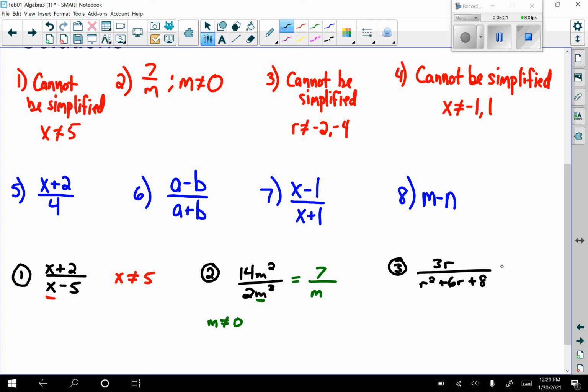So now number 3, we have 3r over r squared plus 6r plus 8. So our denominator can be factored. We'll leave this as a 3r. This can factor into, make two sets of parentheses, r and r. Everything's positive, so we'll put plus signs. And then the factors of 8 that can add to a 6 are 4 and 2. So nothing can cross out, but even if something did, I wouldn't cross it out just yet. I'd have to state my restrictions. This first r cannot equal a negative 4. The second r cannot equal a negative 2, but it cannot be simplified.